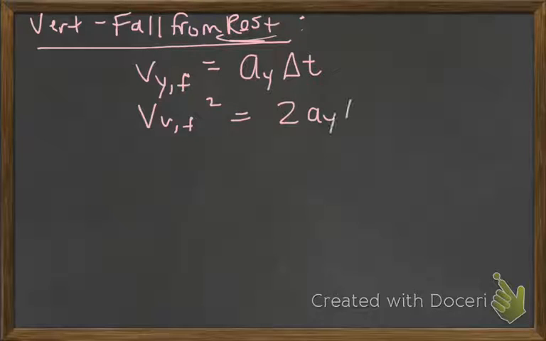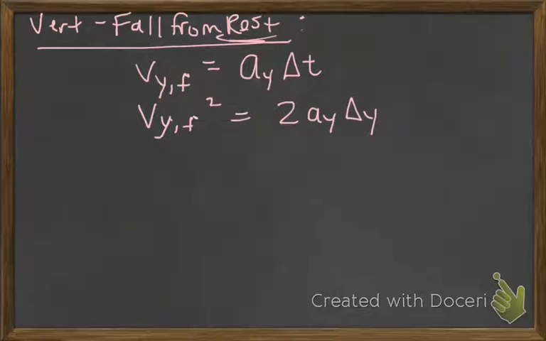So again, v, and then that is y and f again, but this entire thing is squared this time. Okay, the little subscripts are just there for identification, but that velocity is squared, and then it's 2 times ay delta y. What do you think delta y is? Change in your vertical position.